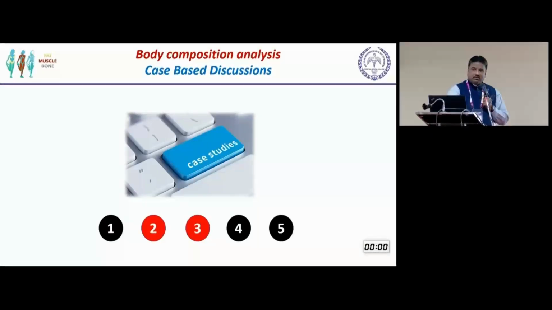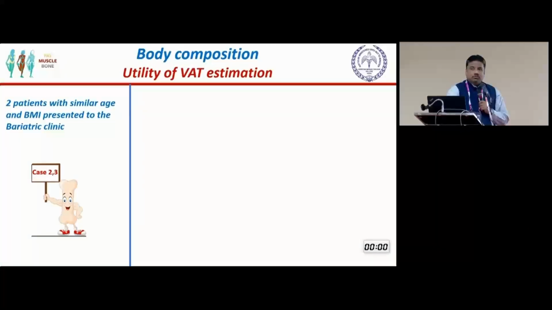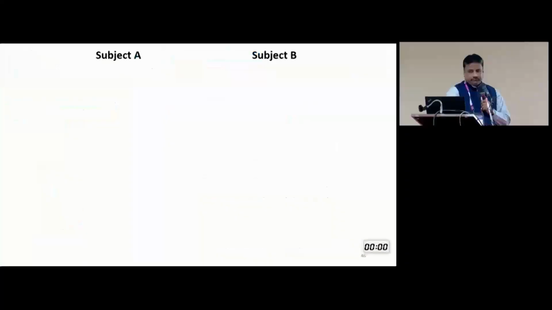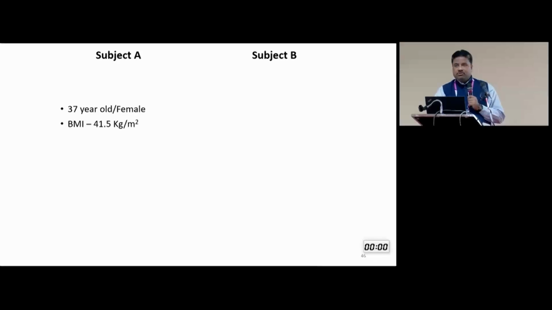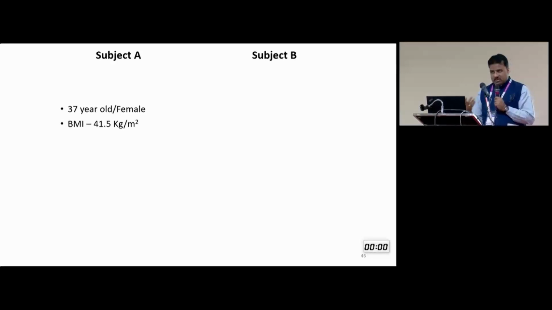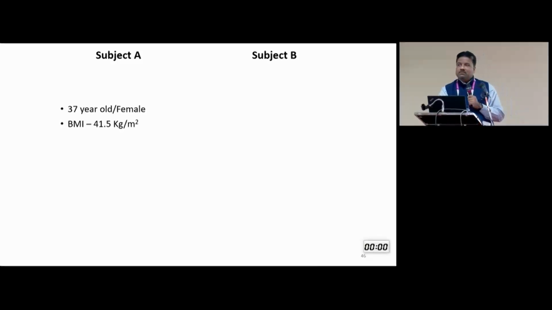Case 2 and 3 coincidentally presented to the bariatric clinic that we have in Vellore on the same day. So these 2 patients, the first patient is a 37-year-old lady. She came to the bariatric clinic. In the bariatric clinic, for entry into the clinic, the BMI should be above 35. So they have morbid obesity. So this patient has a BMI of 41.